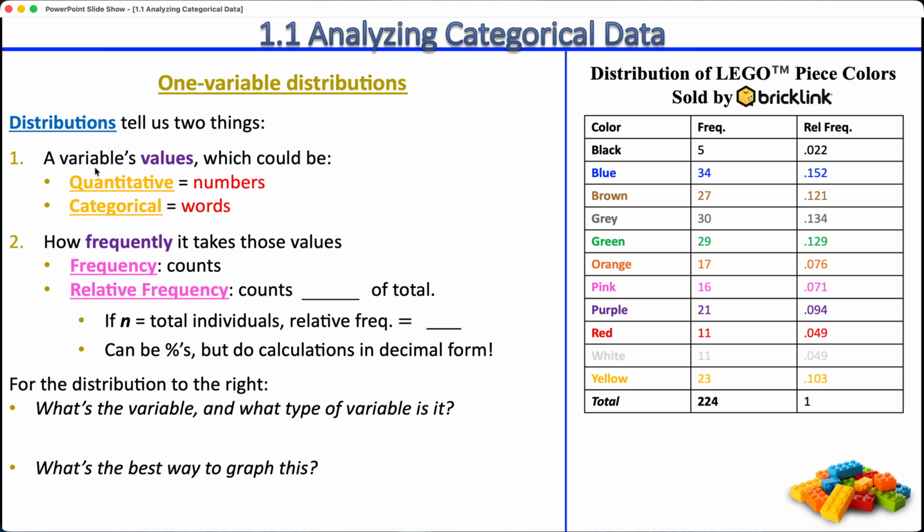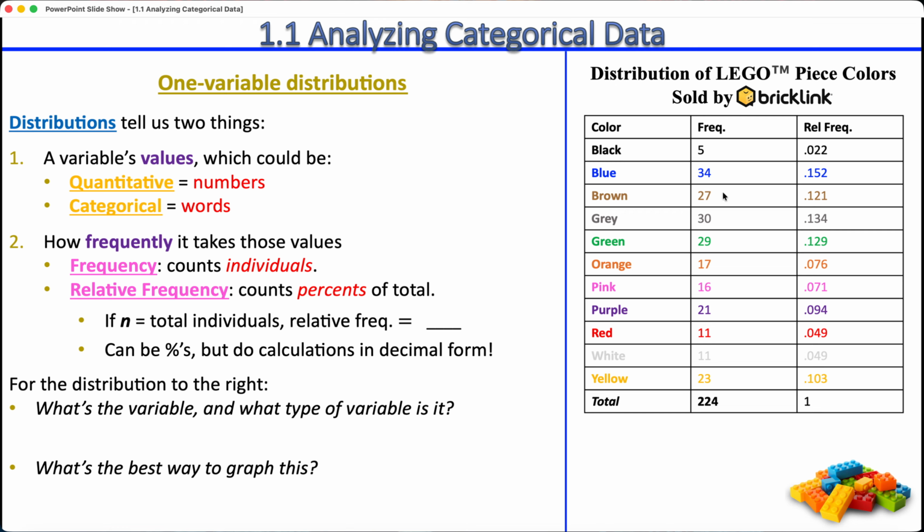So again, a distribution is two things. It's the values that a variable takes, and it's also how frequently those values occur. We can measure that in two ways. One is the raw frequency, which is just the straight up number of counts, the number of occurrences. The other is the relative frequency, which tells us the percents of the total. How do I find that?